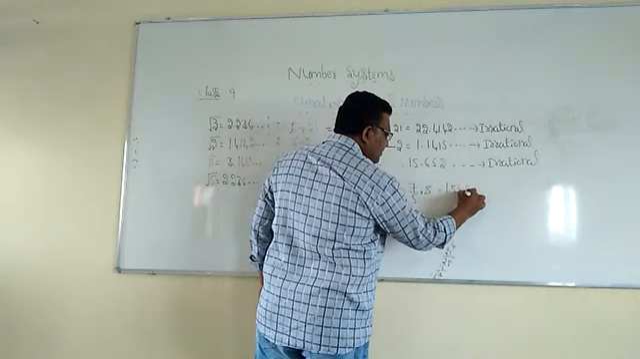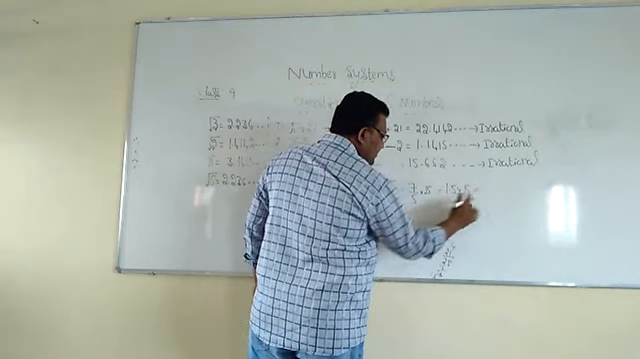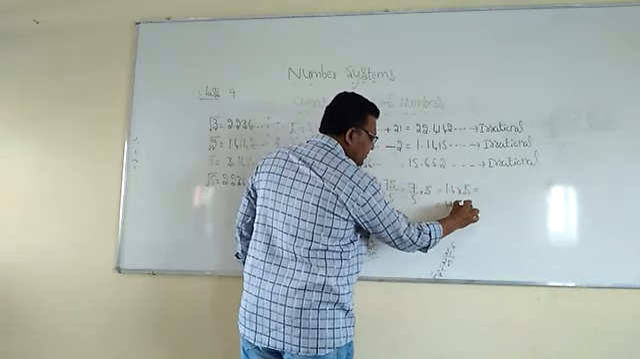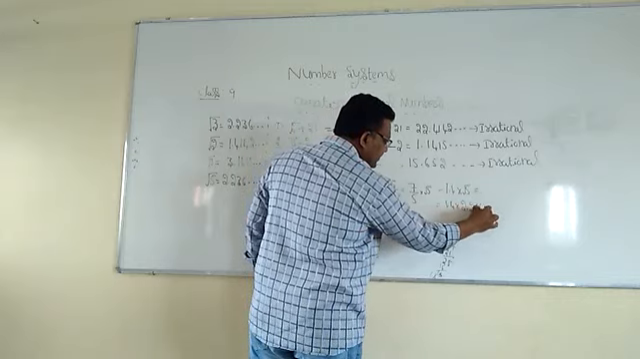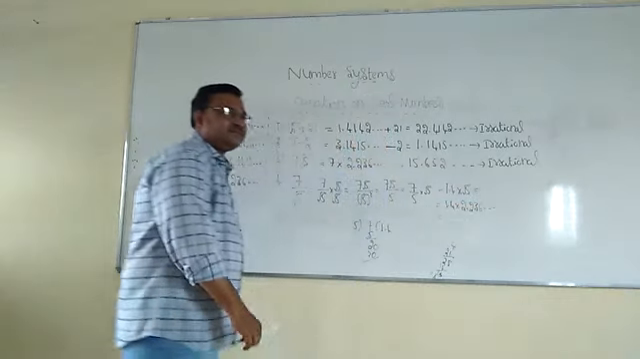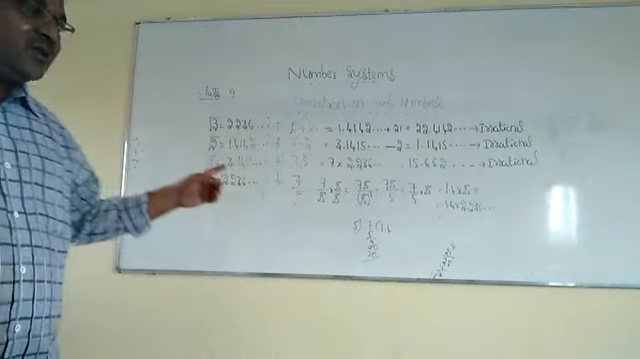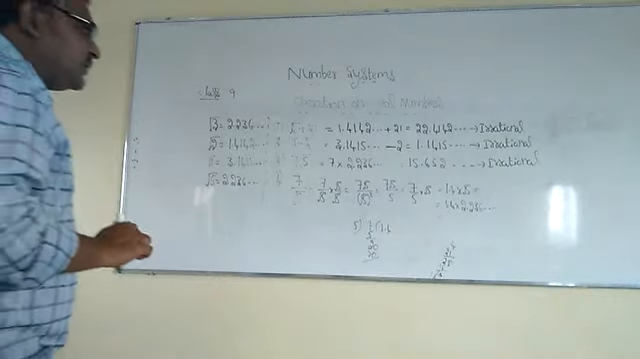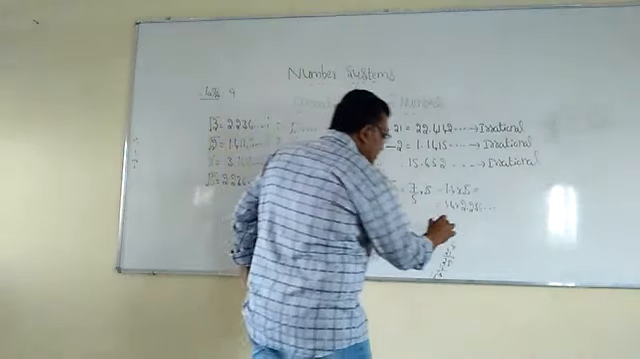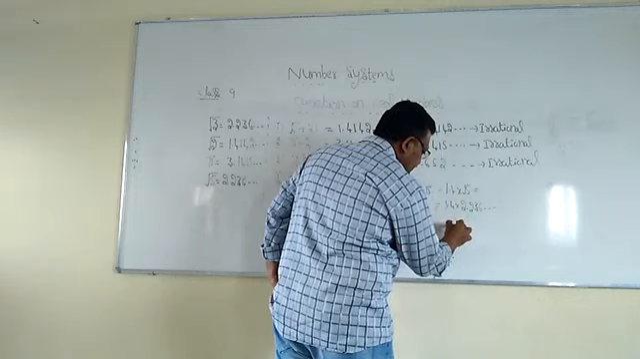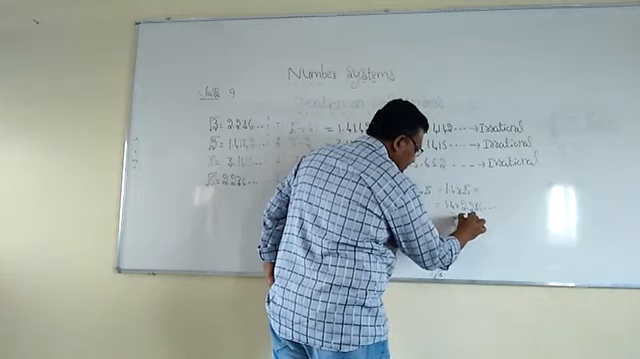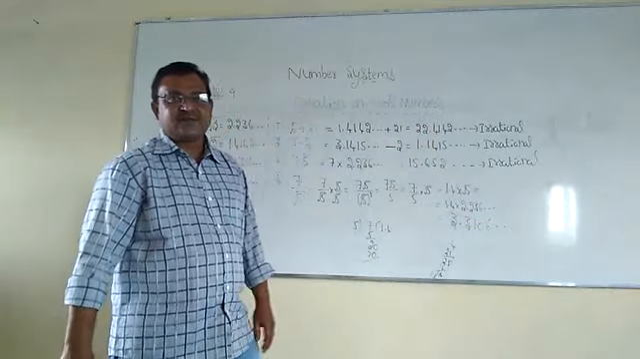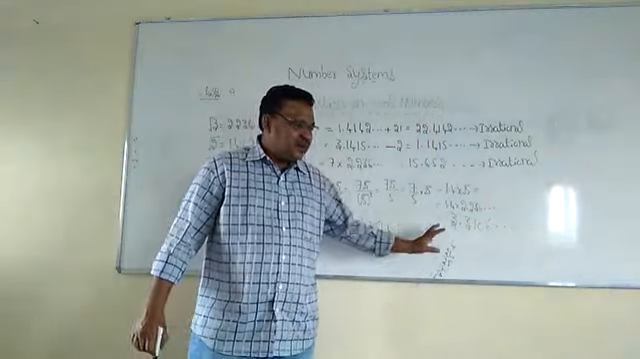1.4 into root 5. That means 1.4 into root 5, whose value is 2.236 and so on. So 1.4 into 2.236 and so on. So the result will give 3.3106 and so on. After multiplication, approximately we will get this value. So here also, and so on.